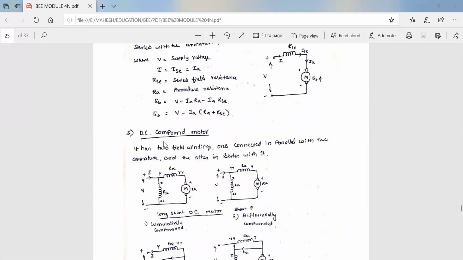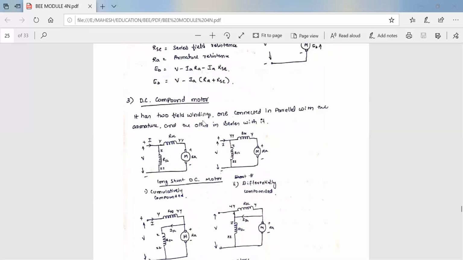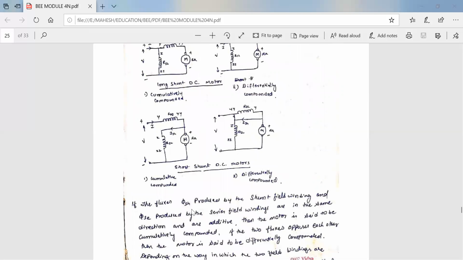Next is the compound motor, which is a combination of both windings, the shunt field winding and the series field winding. It has two field windings, one connected in parallel with the armature and the other in series with it. It has two types, cumulative and differential. If the fluxes, phi SH produced by the shunt field winding and phi SC produced by the series field winding, are in the same direction and are additive, then the motor is said to be a cumulative compound motor.